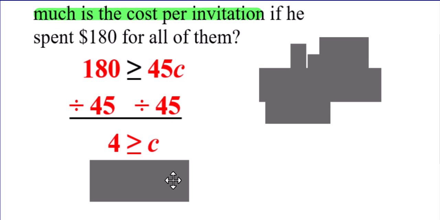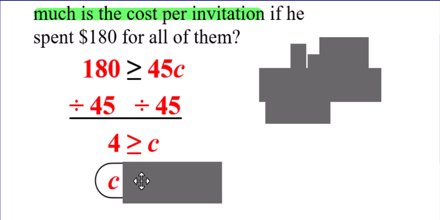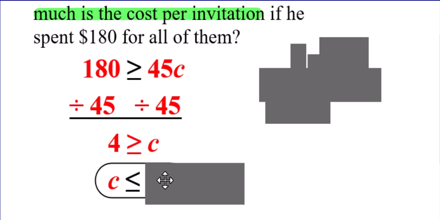But notice where the variable is. It's on the right. We don't ever want to have the variable on the right for the final answer of an inequality. So you should switch the order of everything. Instead of C on the right, C is on the left. Instead of 4 on the left, 4 is going to be on the right. And then what about this inequality symbol? It's going to have to switch directions as well.